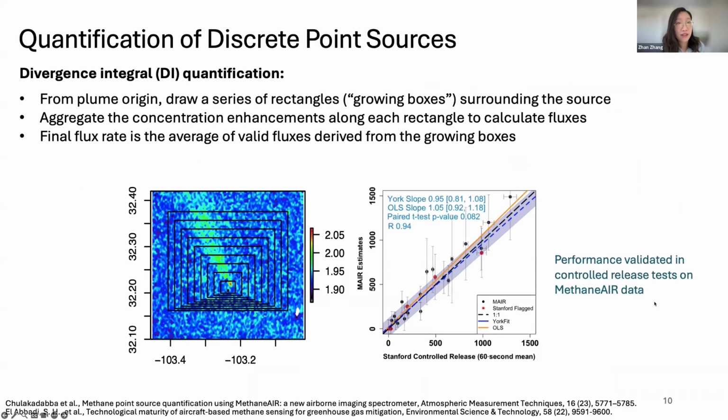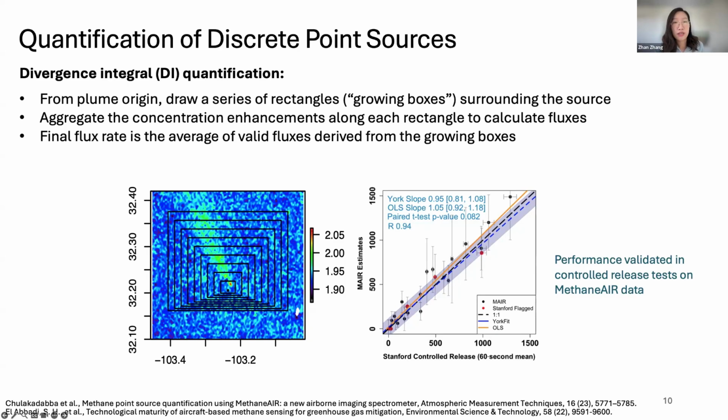My last slide in the methods part, before I jump into the results, is a quick introduction of our quantification method. Currently, we go back to the divergence integral method to calculate fluxes. Like I said before, the DI method calculates the integral of flux divergence over a closed surface, or in other words, it converts concentration enhancements into fluxes given the location of the plume and the wind information.